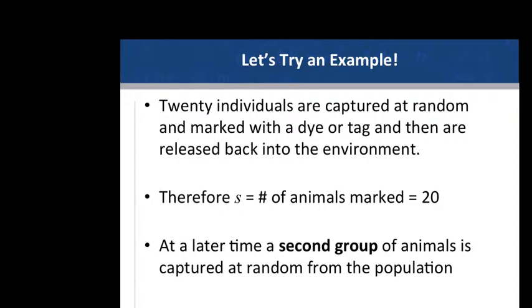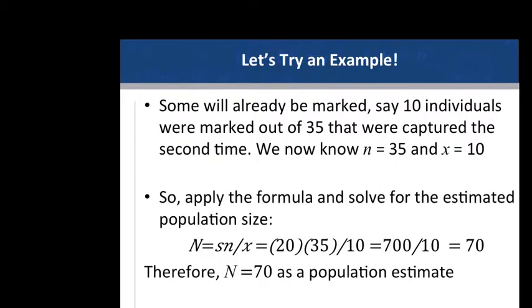20 individuals are captured at random and marked with a tag. Therefore, the number of animals marked were 20. So we mark our 20 turtles. Let's just say we're going to do turtles. And at a later time, a second group of animals is captured at random from this population. Some will already be marked. Say 10 individuals were marked out of 35 that were captured the second time. So now we know n. So n is equal to 35 and x is equal to 10.